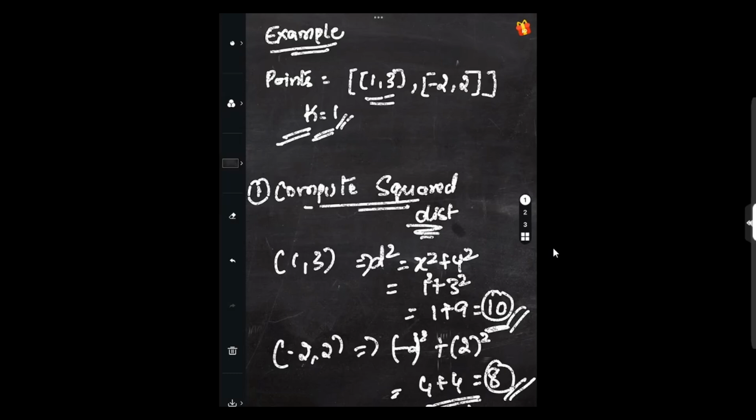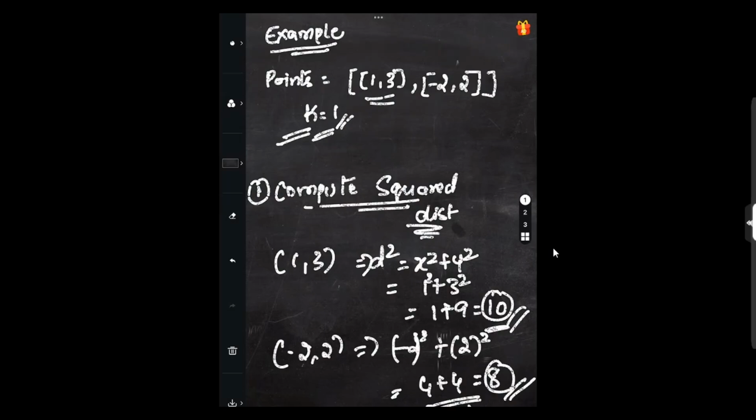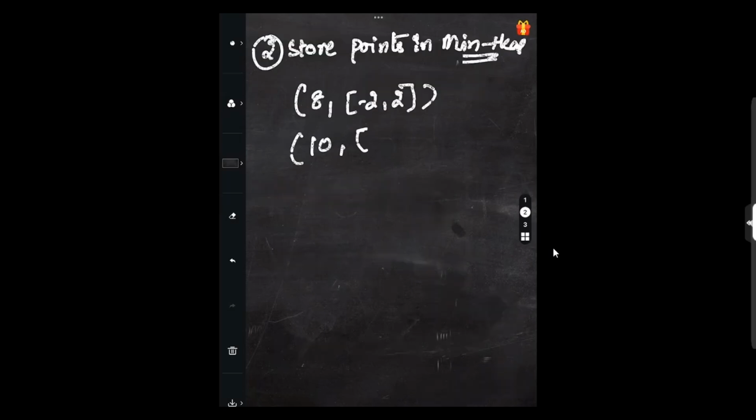8, here we will be inserting minus 2, 2 in this case. Next one we have here is 10 and 1, 3. This will be first because min heap keeps the smallest distances always on the top. So this one will be first and this one will be second. This will be the second step.